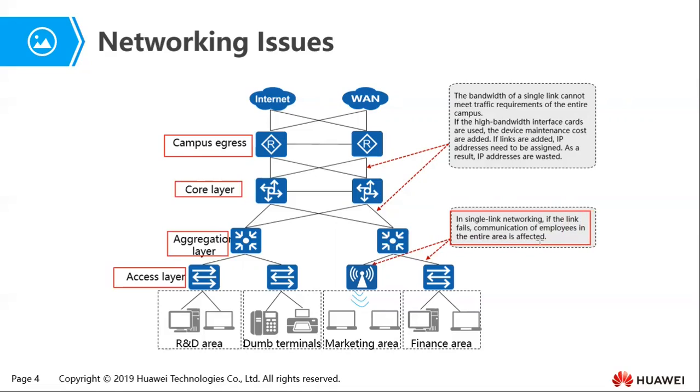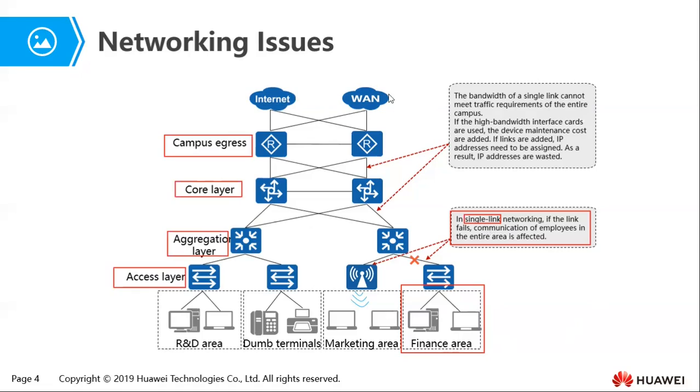Let's begin by looking at this. For example, here we have an aggregation switch and an access switch, which have been connected using a single link. What risk does that pose to the people in the finance area? The risk is that if that single link goes down, then people in the finance department are not going to access the network or the internet. So that's one of the problems with single links.